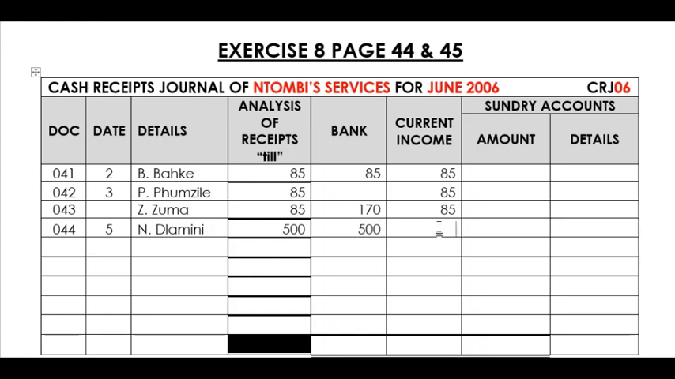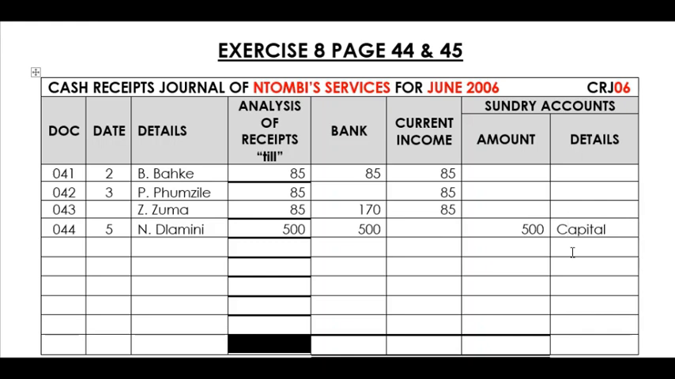Okay, she actually paid capital into the business. So we can't put it in the current income column because that's not what we received money for. We didn't render a service. Therefore, we have to use the sundry accounts section. And we will indicate here that we have received 500 Rand for capital. So the amount that we have received is 500 Rand and we have received it for capital.